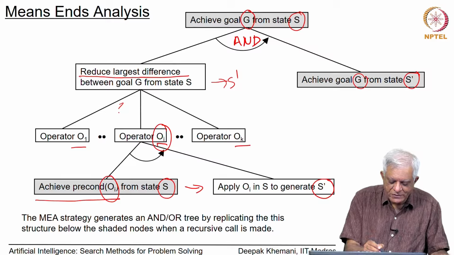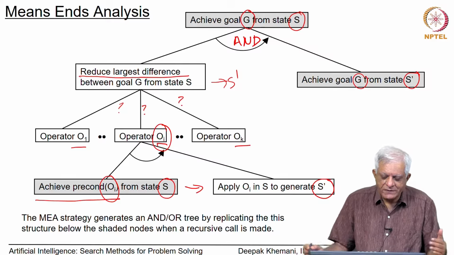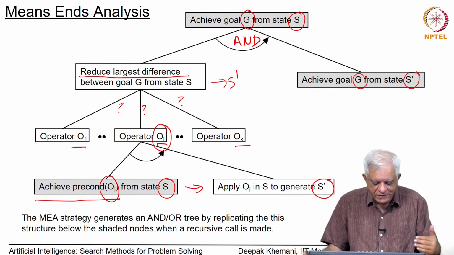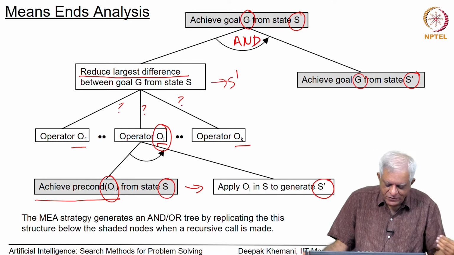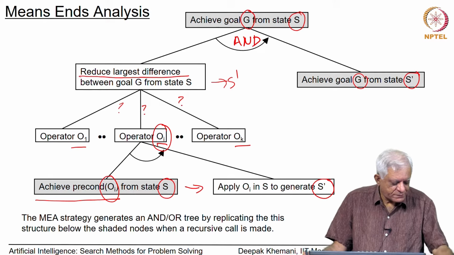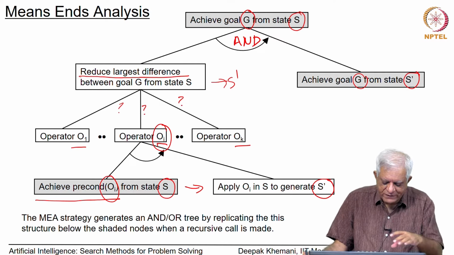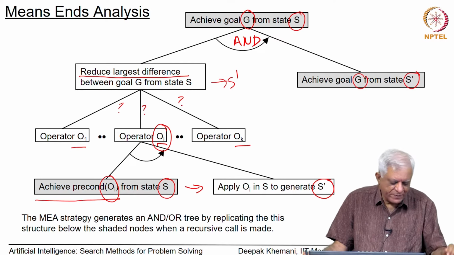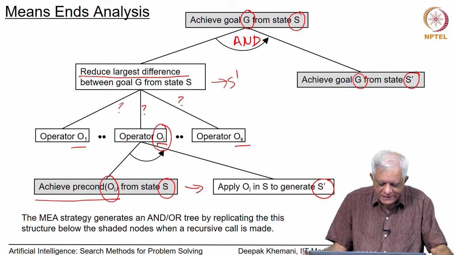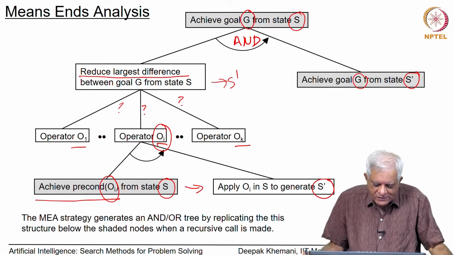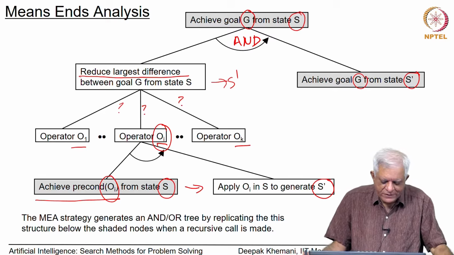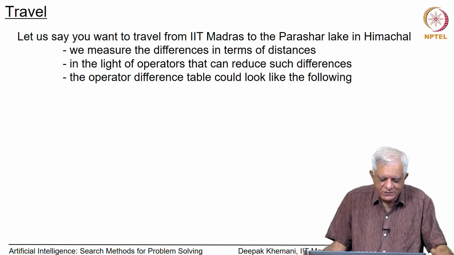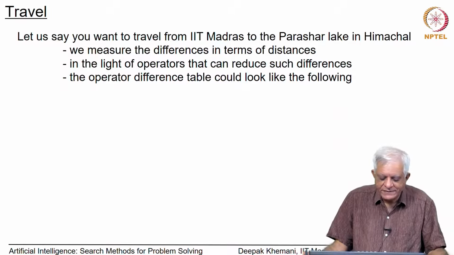Should you do this, should you do this, should you choose operator 1 or operator 2 or operator k and so on. And then recursively we do again means-ends analysis. So, you can see that even to apply operator 1, we may have to do some kind of a solving. So, let us look at this, my favorite example, because the differences here are easier to characterize.